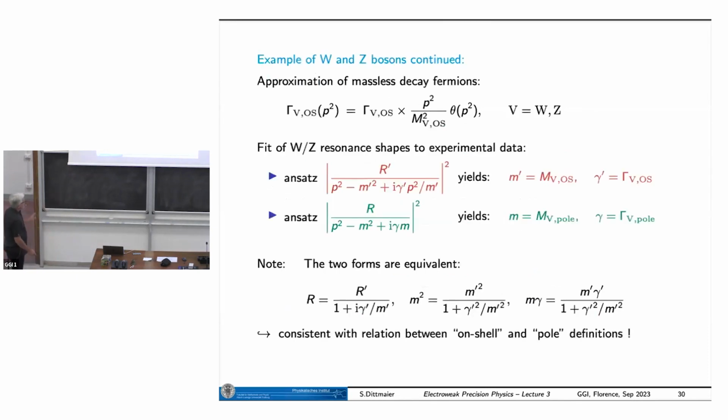I think I can skip this more or less. This is just making contact between this running width parameterization and fixed width parameterization. The first version is basically what you get, or what is tied to the on-shell scheme. The second one is what is tied to this pole scheme.